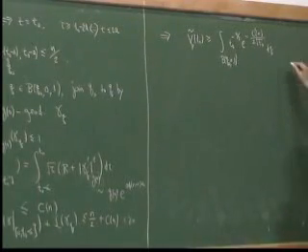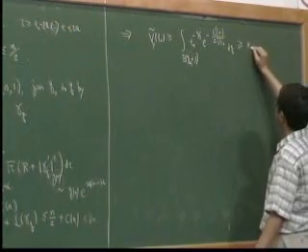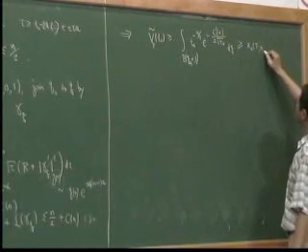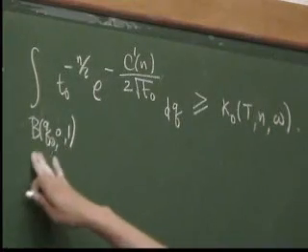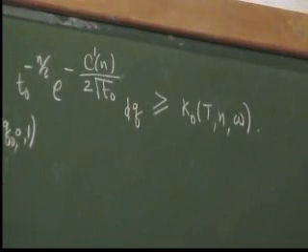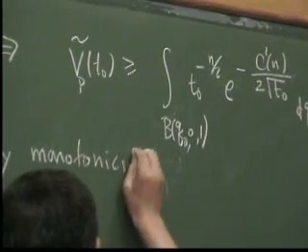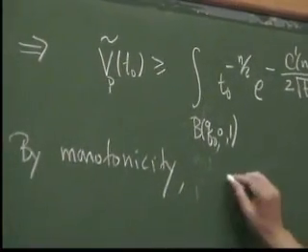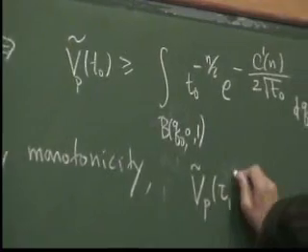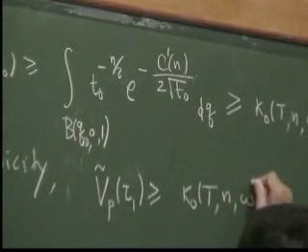So this is bigger or equal to some constant, kappa 0 here, which may depend on t, because t0 depends on t, and on the dimension n, and omega, because you need to have a volume bound. So by monotonicity, I know the V tilde of tau prime, tau 1, will be less than or equal to chi.